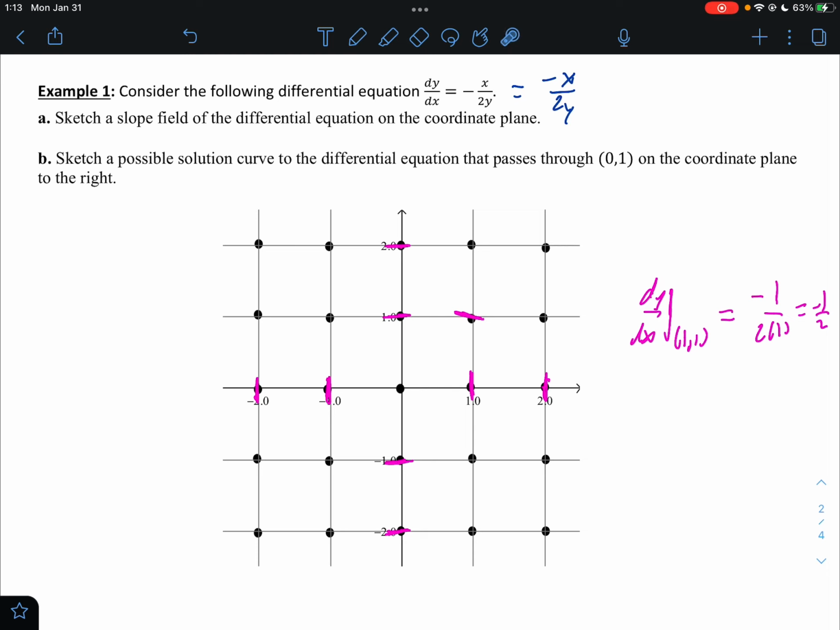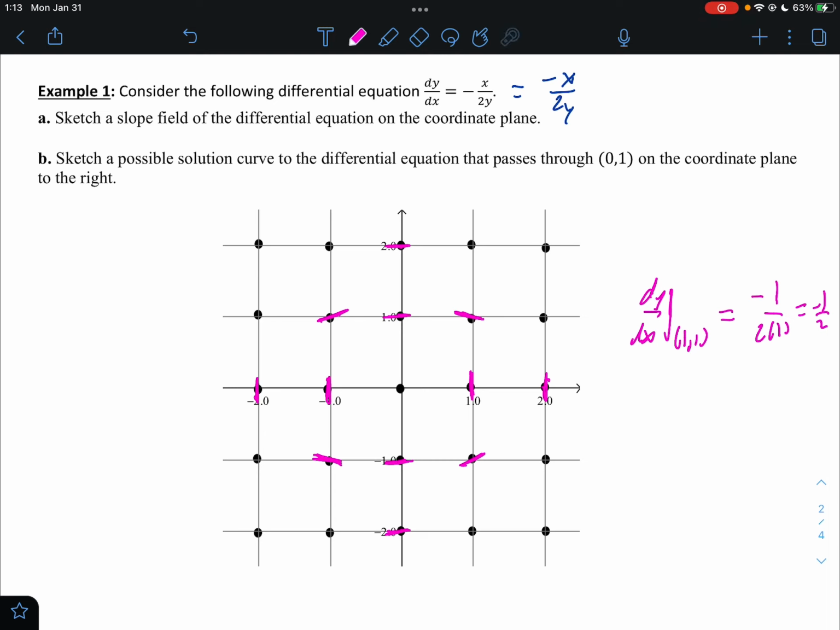Now I can tell you, every point that's like 1, 1, so negative 1, 1, negative 1, negative 1, and 1, negative 1, they're all going to have a slope of 1/2, or negative 1/2, you can tell by looking at this. So those four are going to look like that.